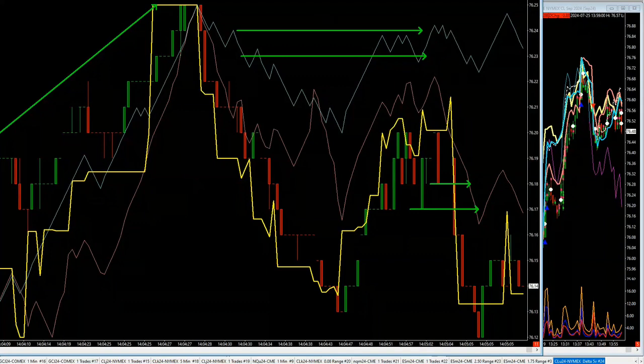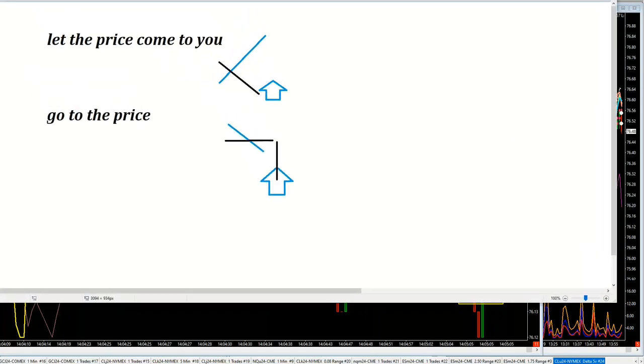So what is my strategy? Of the two strategies, what's my strategy? Let the price come to me, right? So where do I let the price come to me? Where do I let the price come to me? Wherever the buyers have their stops on that swing, right? Wherever those buyers are likely to have their stops, that's where I want to put my buy trade in. Do you agree?